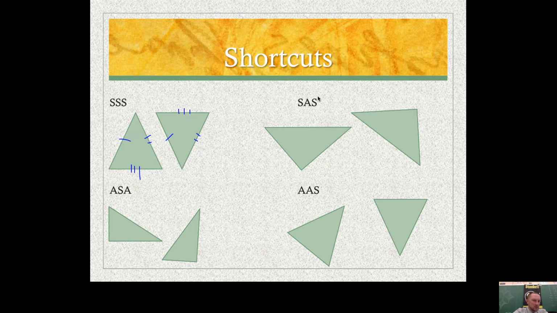Side, angle, side is probably the next simplest. There's 2 S's. So you need 2 pairs of congruent sides. There's 1 A, so that's 1 pair of congruent angles. And the important part here is the congruent angles are in between the congruent sides. They're included.